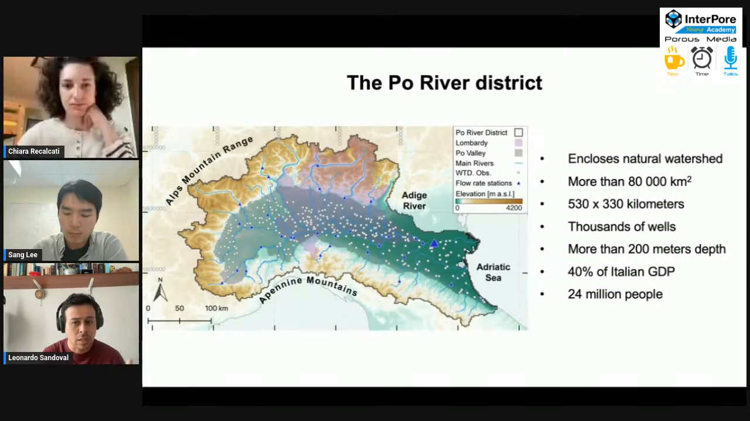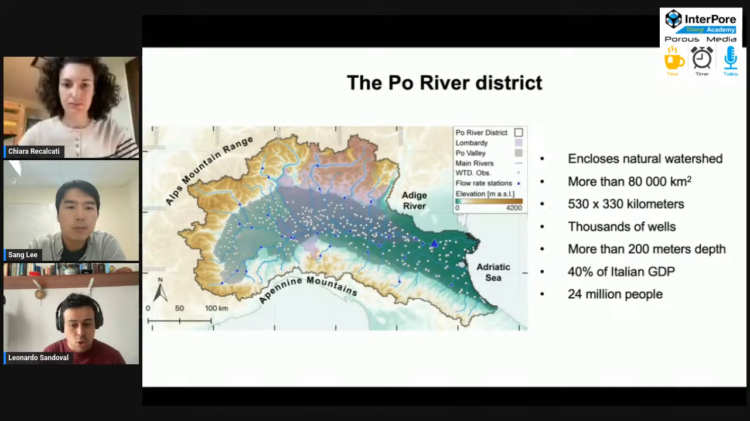It has an area of more than 80,000 square kilometers. In the valley of the Po River district, thousands of wells pump water for multiple applications, agriculture, industry, and domestic use, for example. Many of these wells draw water from depths greater than 200 meters. And the region is very important from the point of view of the Italian economy, because 40% of the Italian GDP is produced in this region, and 24 million people live there.